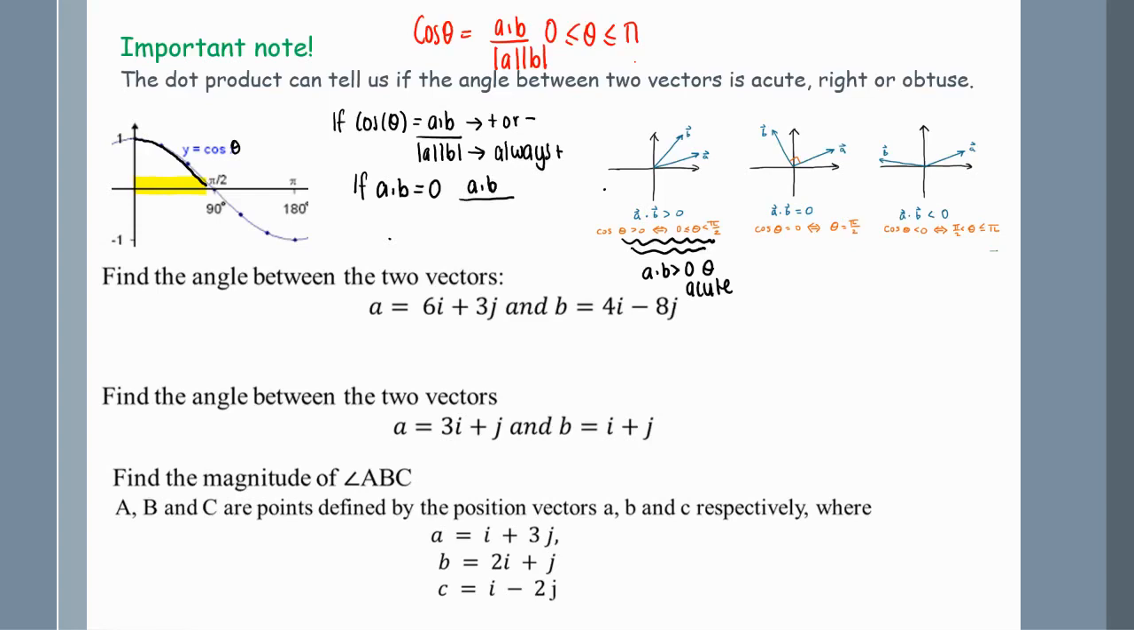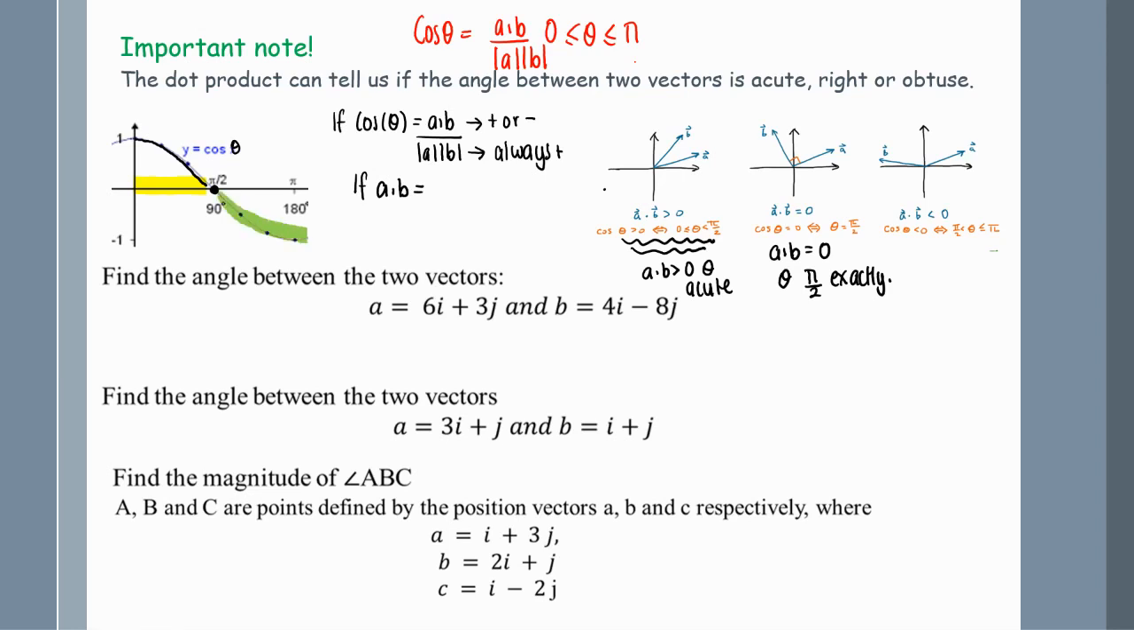If a dotted with b equals 0, we know the numerator will be 0 for cos theta, and the denominator would be positive. So we'll get cos theta equals 0. It doesn't matter what's on the denominator. If cos theta is 0 and theta is between 0 and pi, there is only one solution for cos theta equals 0, and that is theta equal to pi on 2, or 90 degrees. So if you get the dot product of two vectors being 0, you know automatically that the angle they make with each other is a right angle.